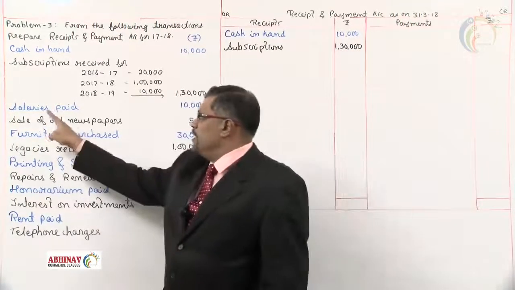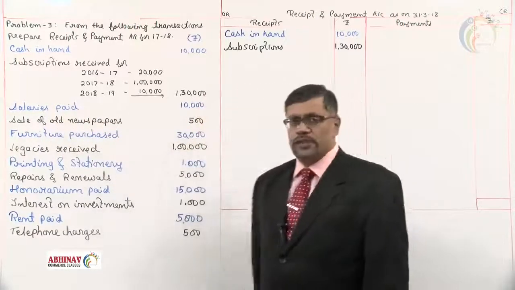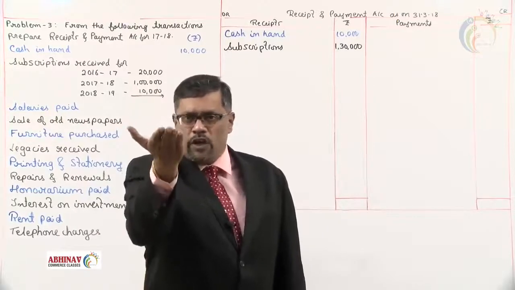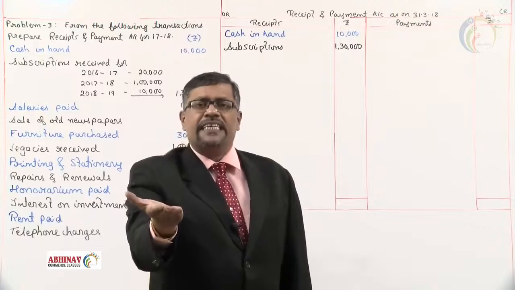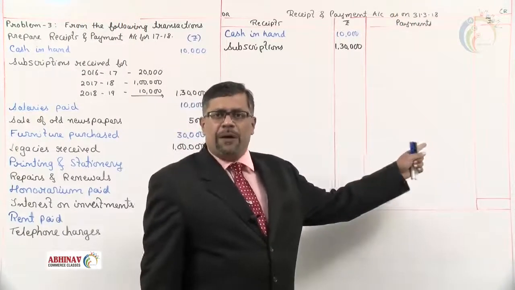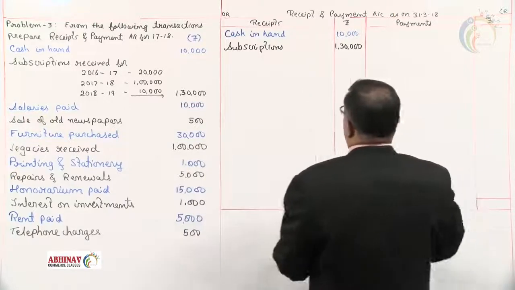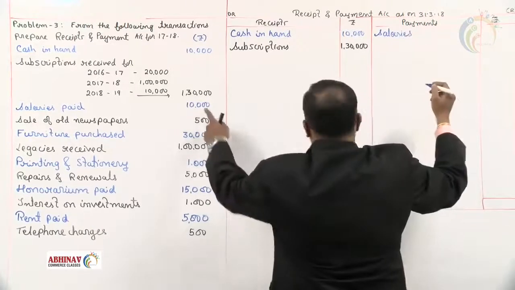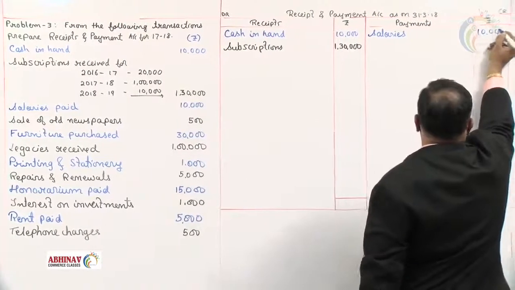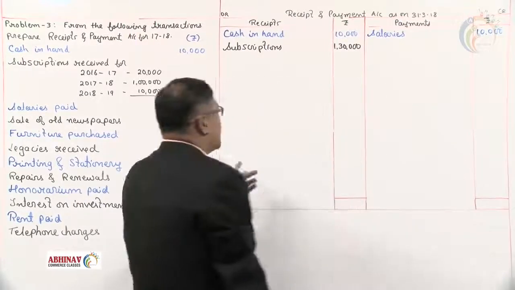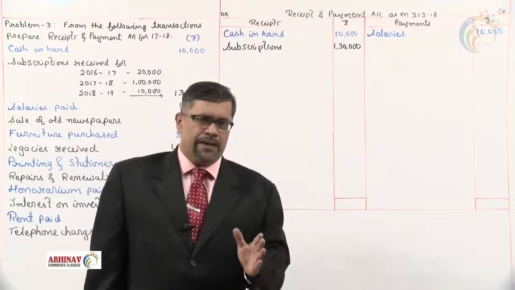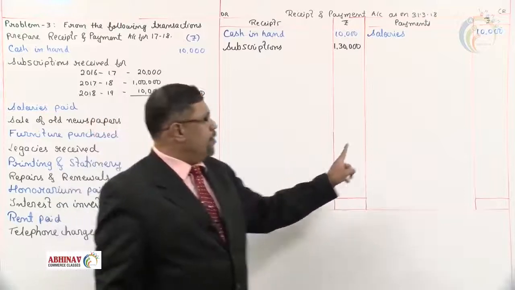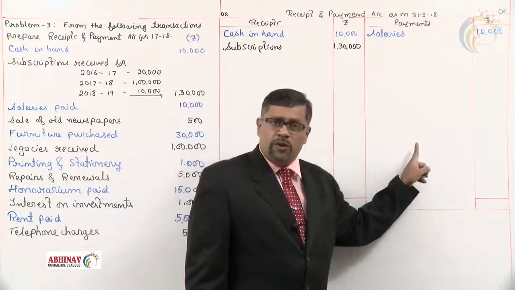Next transaction. Salaries paid, rupees 10,000. When we pay salary, does cash come in or go out? Cash goes out. Cash goes out means a decrease in cash balance. Decrease in cash balance, we credit. It's a payment, so we credit, on the credit side. Salaries paid, rupees 10,000. This way we can use the American accounting system, or one simple approach: if cash comes in, it's a receipt on the receipt side; if cash goes out, it's a payment. Based on this concept, we can also complete the problem.